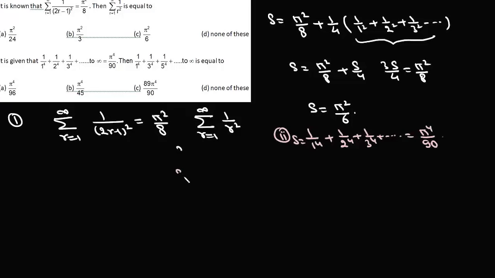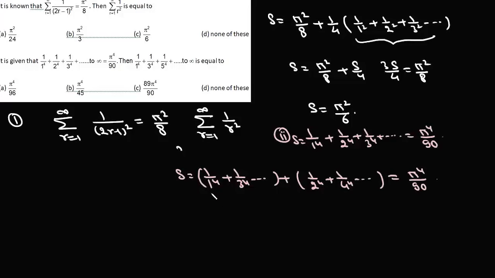We can write this S as 1 upon 1 to the power 4 plus 1 upon 3 to the power 4 plus 1 upon 2 to the power 4, 1 upon 4 to the power 4, and this is equal to pi to the power 4 upon 90. Now this is the required sum that we need.